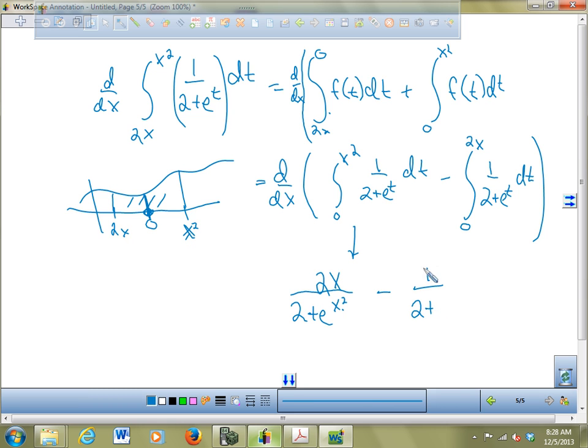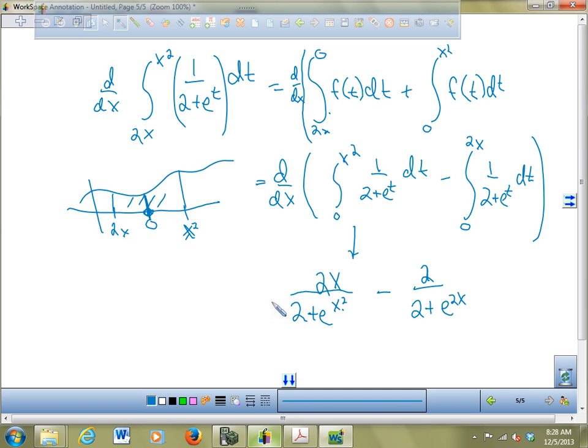2 plus... oh, what's on the top? 2. Yeah, I mean, you don't have to do it in one step. 2 plus e to the what? 2x, and then you're done. Okay? And you can't combine these because these are in common denominators, right? So you're kind of done at that.